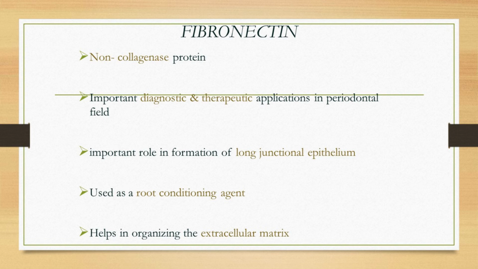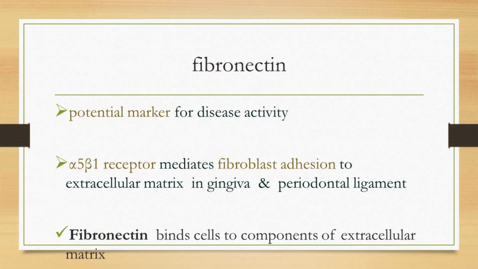The next non-collagenous protein is fibronectin. It has an important diagnostic and therapeutic application in periodontics. It has an important role in the formation of the long junctional epithelium and is used as a root conditioning agent. It is involved in the organization of the extracellular matrix. Fibronectin is a potential marker of disease activity. Alpha-5 beta-1 receptor mediates the fibroblast adhesion to the extracellular matrix in the gingiva and periodontal ligament. The fibronectin binds the cells to the components of the extracellular matrix.